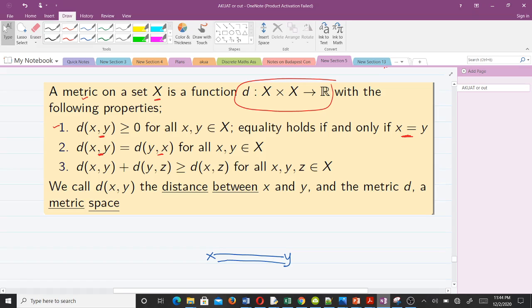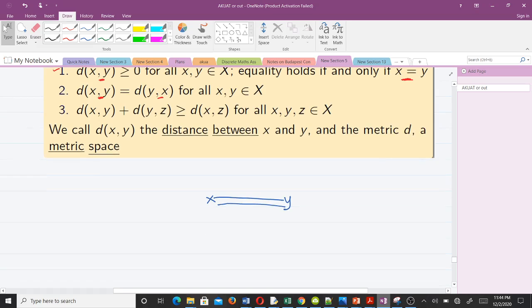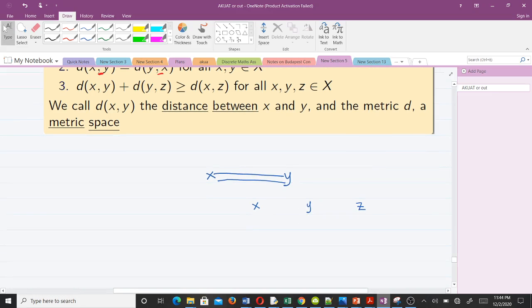And the third property says that when you have 3 points, let's say x, y, and z, the distance between x and y plus the distance between y and z is always greater than or equal to the distance between x and z. Let me explain that one too.